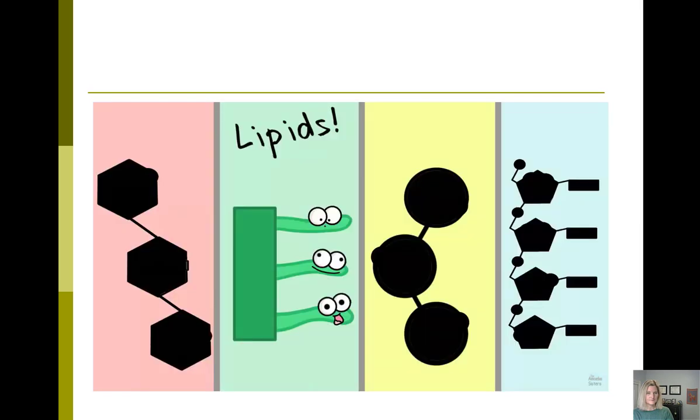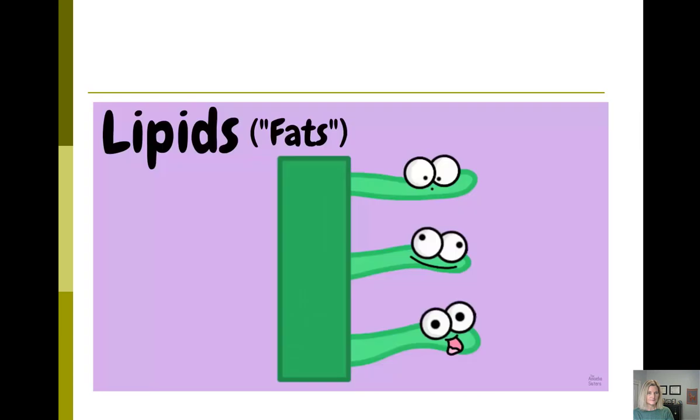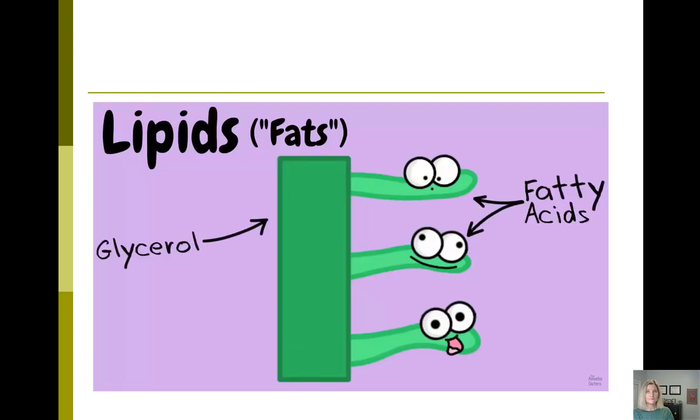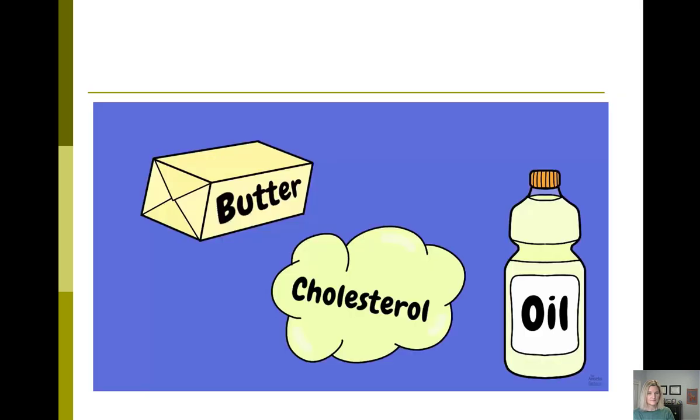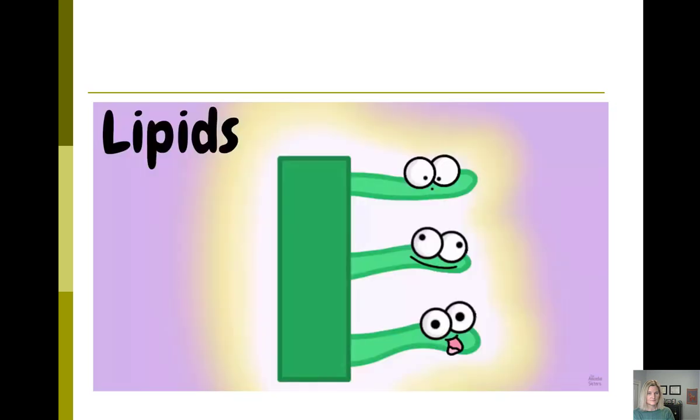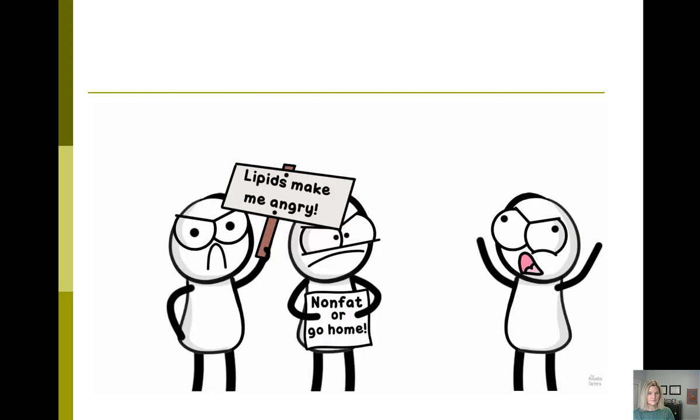Next up is a diverse group known as lipids. Lipids are better known as fats, and they have 2 different types of building blocks. One type of building block is called a fatty acid, and the other type is called a glycerol. Examples of lipids include butter, oil, and cholesterol. Lipids have a lot of great functions. You might think, well, that's fat. How good can fat be? Well, it just depends when you put it into context.